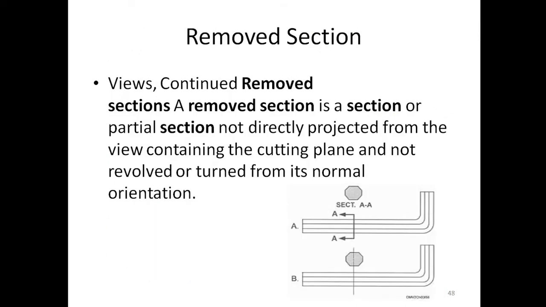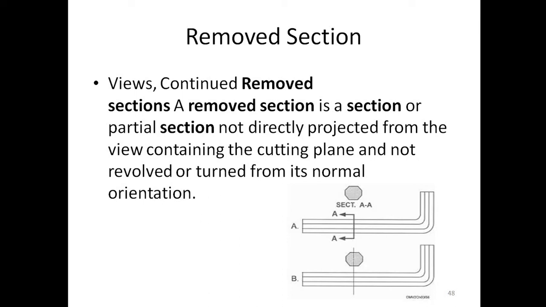The second part, which is parallel to the revolved section, is one example of a removed section. That is, the next part is the removed section. A removed section is a section or partial section not directly projected from the view containing the cutting plane and not revolved or turned from its normal orientation. Now, in the case of a revolved section, we take one cutting plane, revolve it by 90 degrees, and draw its projection there.